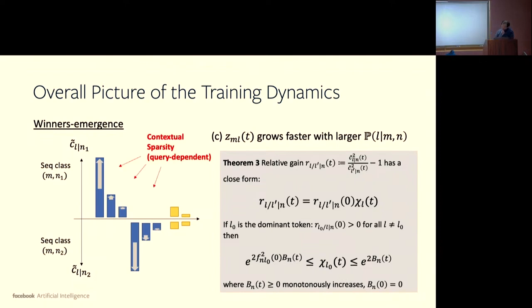In some sense, this is called contextual sparsity, because over time you're going to see this C theta, the attention score, become sparser and sparser after normalization, because the winner becomes richer, the rich become richer, while the poor become poorer.